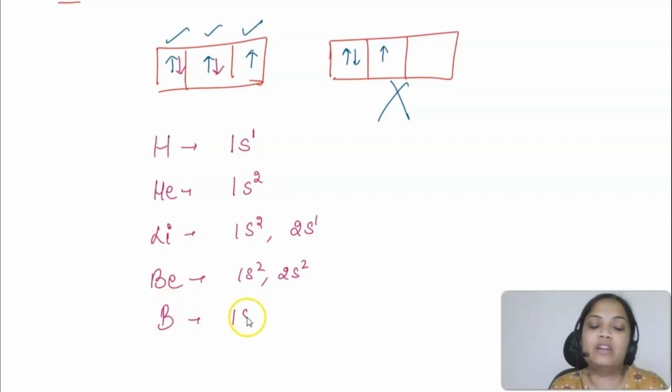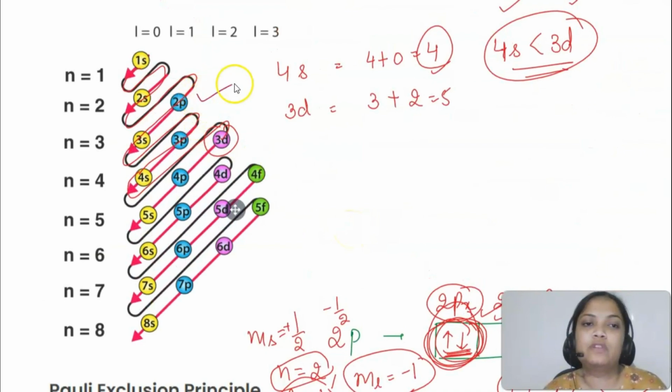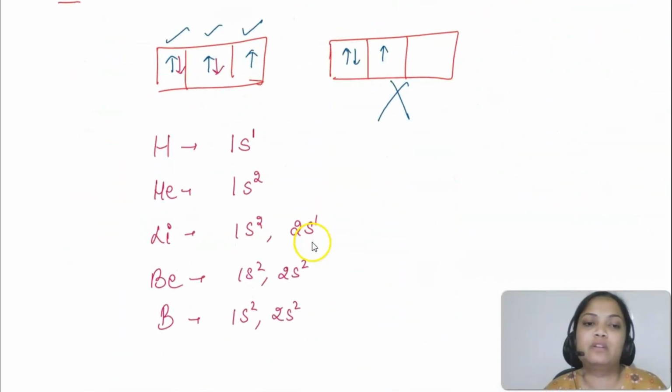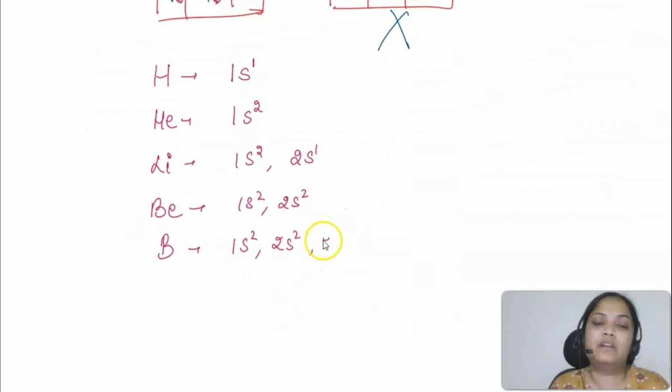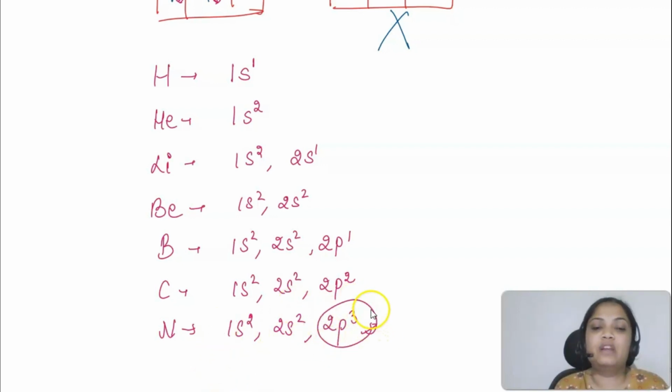Then similarly 1s2, 2s2. Now this 2s2 is filled. So after 2s, which will be filled? Go here, and you will see 2p. Not 3s, but 2p will be filled. So boron will be 2p1. Similarly carbon, 1s2, 2s2, 2p2. Then nitrogen, 1s2, 2s2, 2p3.